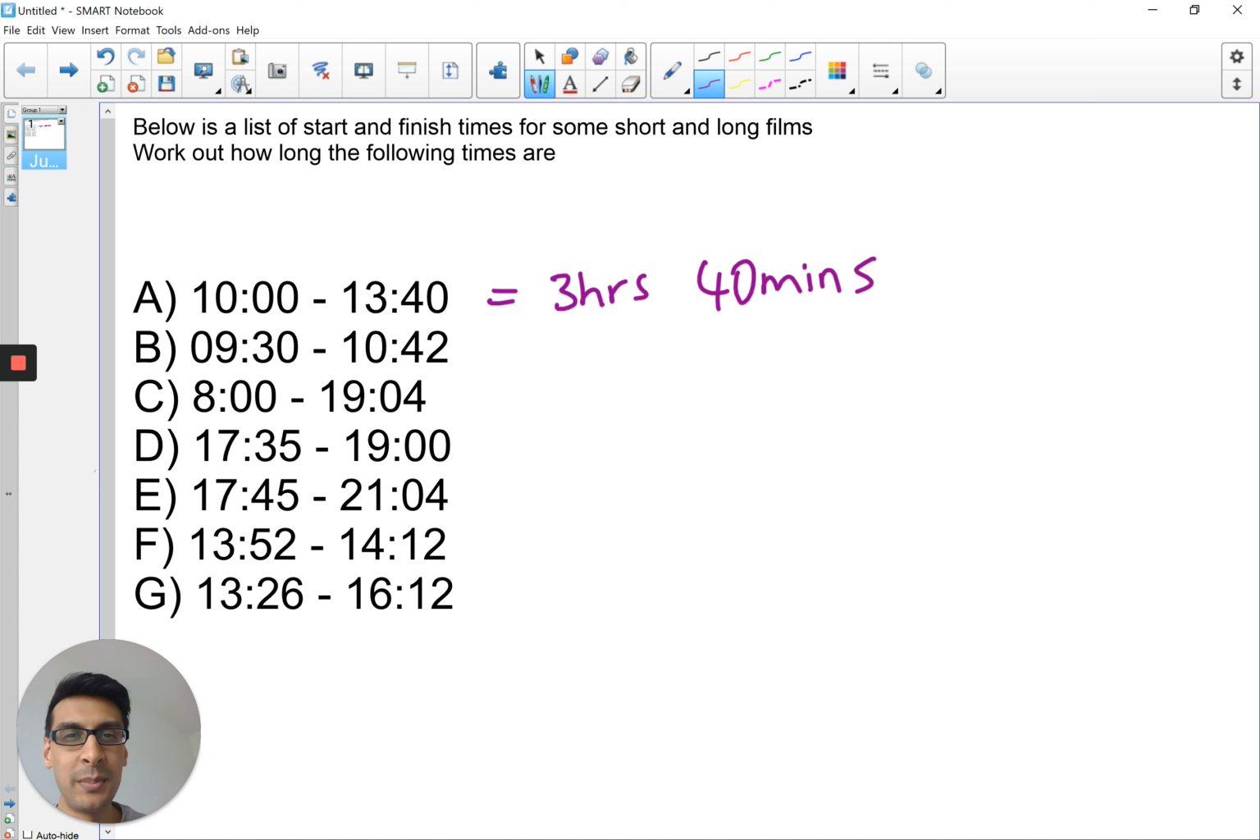And you can also turn that into minutes. So you can do 3 times 60. So 6, 12, 18, 180 plus 40. That is going to give you 220 minutes.